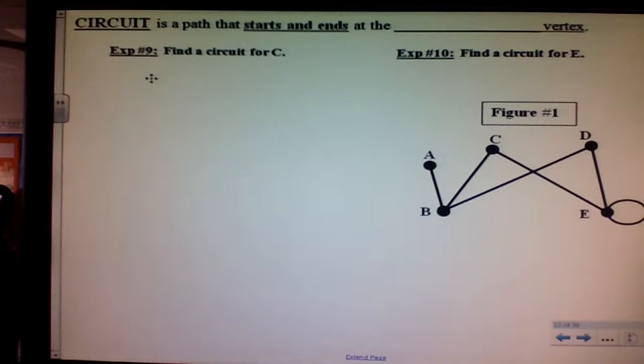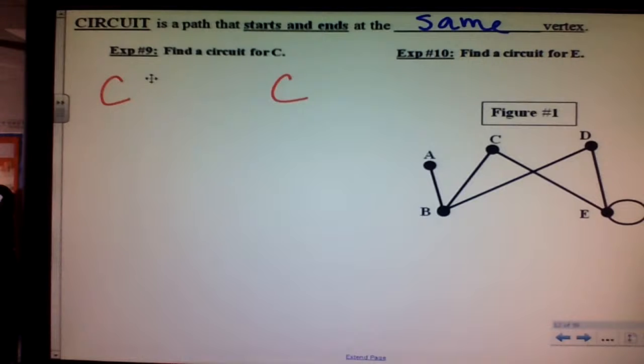You can do that with E. You're making a left turn. Another left turn. So if they want me to find a circuit for C, you had better start with the C, and you had better finish with the C. Okay, go ahead, Thomas.